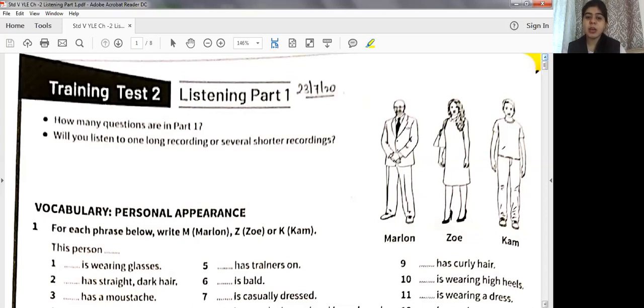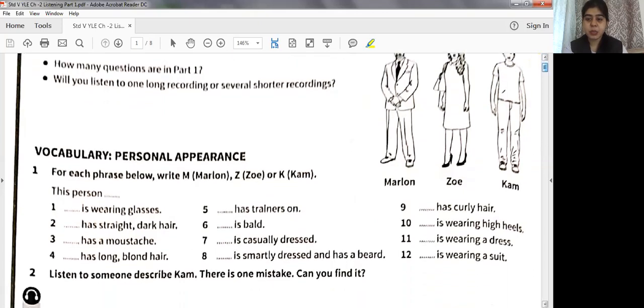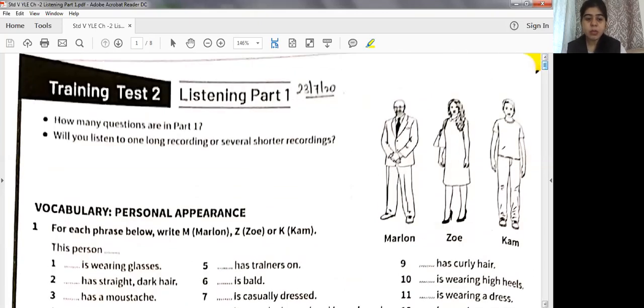Now we will be doing the revision of our listening part 1. What are we going to do in this first exercise, students? Let us see. For each phrase below, write M for Marlin, Z for Zoe, and K for Ken. Now, students, here you can see in the picture in your textbook also, we have 3 people, 3 characters. There are some phrases given for these 3 people. It is just the description of them. So whatever is being asked, we are going to look into those pictures and then we are going to write.